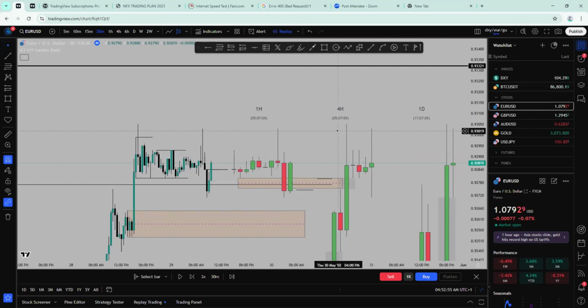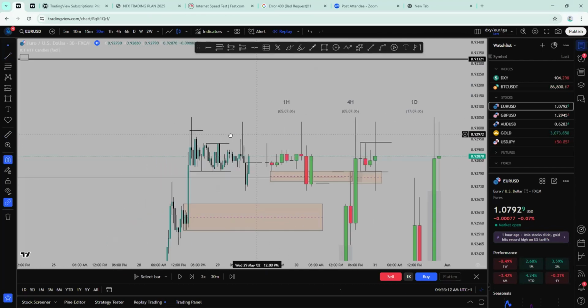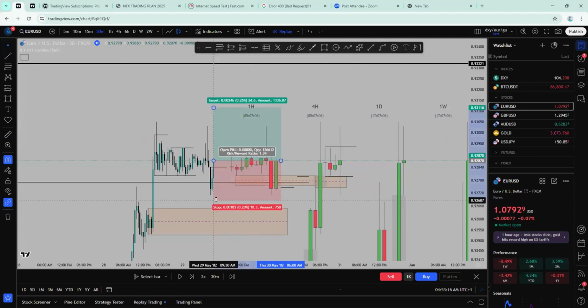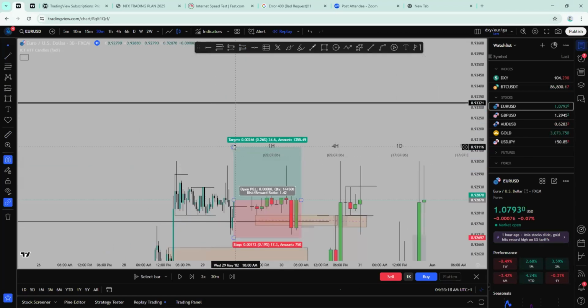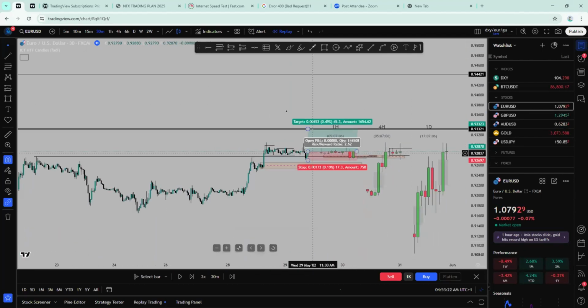Good. So 4 hour, nice rejection from this area. All right, so we took out the high of this guy, came down, took out the low again. So at this point, both buyers and sellers have been liquidated. So we can look to get our longs probably from the open of that candle like that. Target is low. Yeah, something like that.